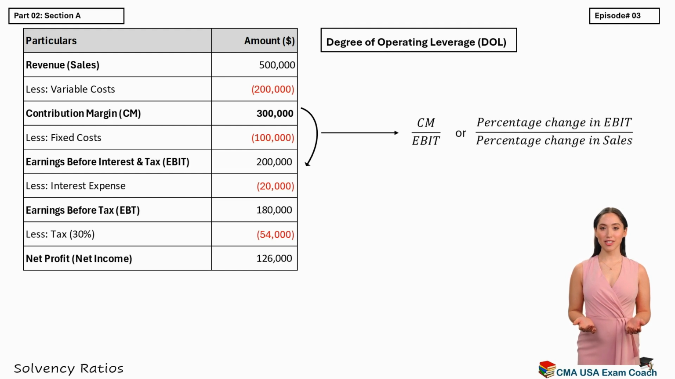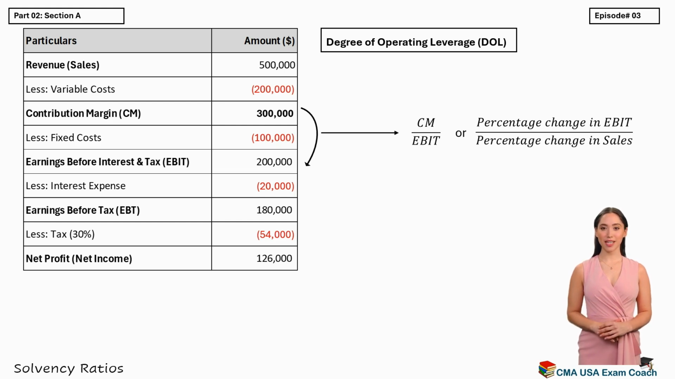Formula for degree of operating leverage. Degree of operating leverage equals contribution margin divided by EBIT. Since contribution margin is sales minus variable costs, this formula shows how much revenue is available to cover fixed costs before generating profit. Alternatively, another way to calculate DOL is percentage change in EBIT divided by percentage change in sales. This tells us how much EBIT changes for a given percentage change in sales. Notes: DOL measures how well a company leverages its fixed costs to increase profits. A company with a high DOL benefits more from sales growth, but also faces higher risk if sales decline.